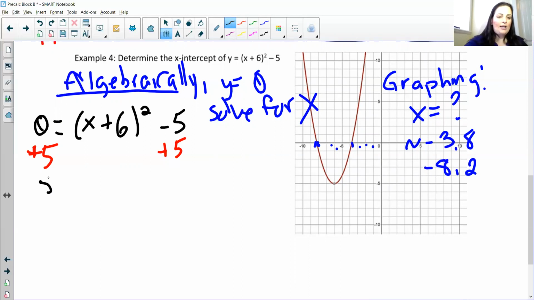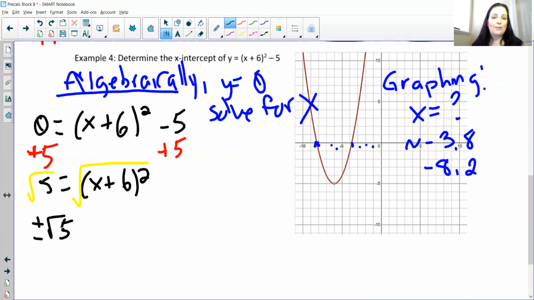So we get 5 equals (x plus 6) squared. The next thing we need to do is square root. Oops, I went yellow that time. I had to stay with red, but it's okay. And then we're left with plus or minus the square root of 5.